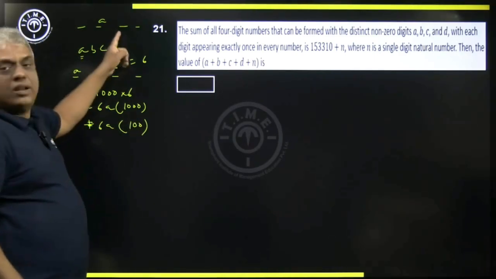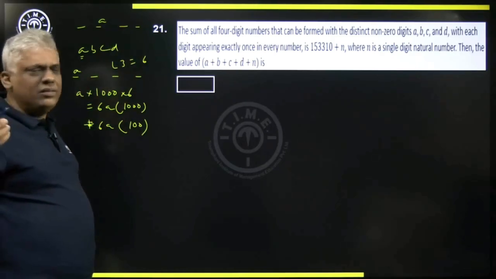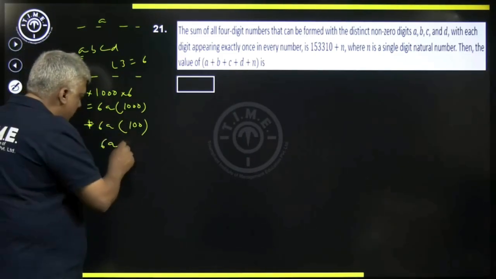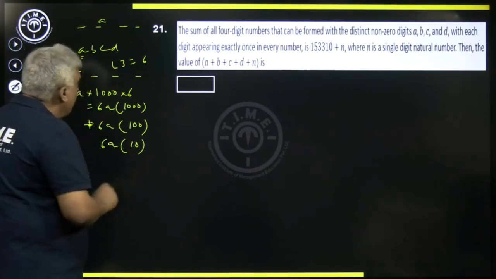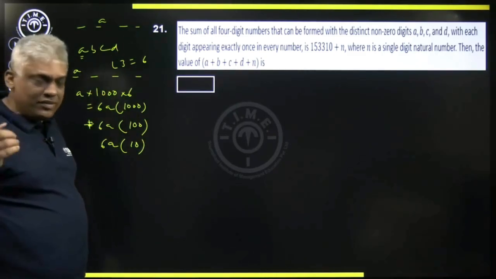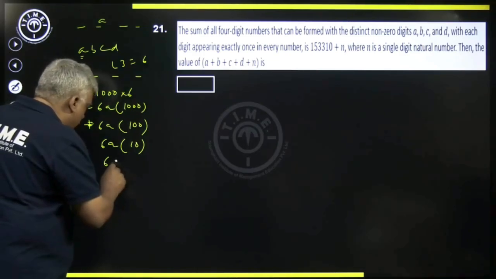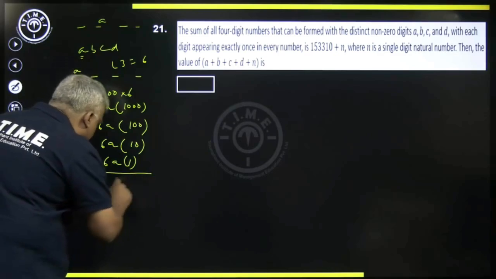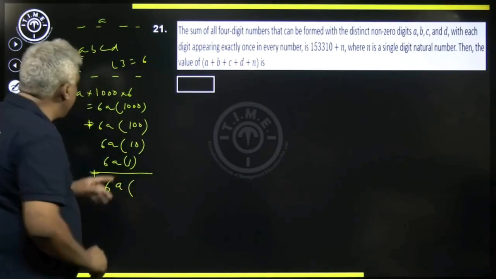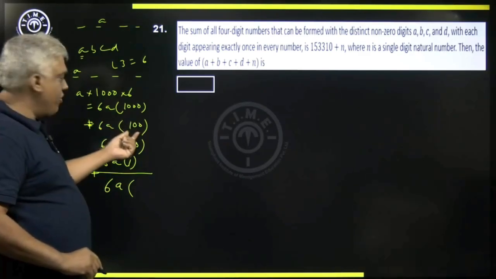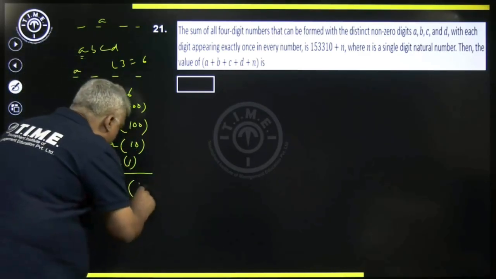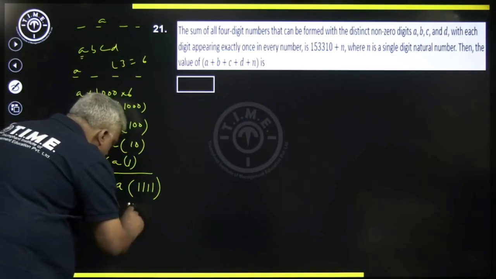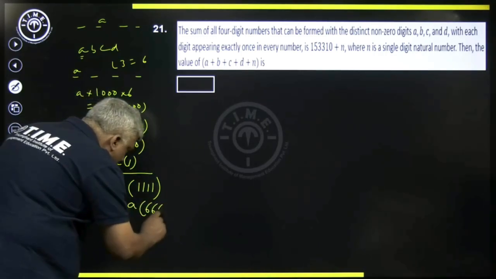Again similarly, in the tens place A will come again 6 times, factorial 3. So if you take 6A, it will come 10 times. Again in the unit place A will come 6 times, so 6A will come 1 time. If you add all these, it will be 6A into 1000 plus 100 plus 10 plus 1, so A into 1111 times.